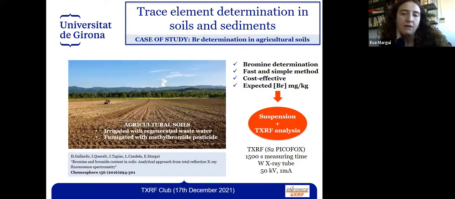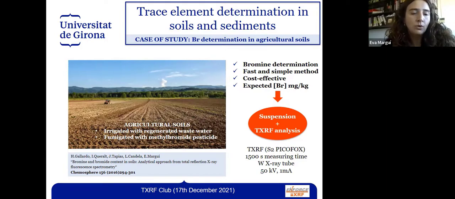Another case of a study of the application of TXRF for trace element determination is, in this case, the determination of trace amounts of bromine in agricultural soils that were previously irrigated with regenerated wastewater and fumigated with methylbromide pesticide. The expected concentration values in this case were around milligrams per kilo, so we evaluated the potential use of suspension and TXRF analysis.